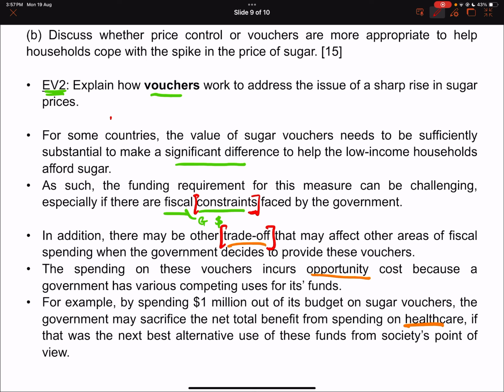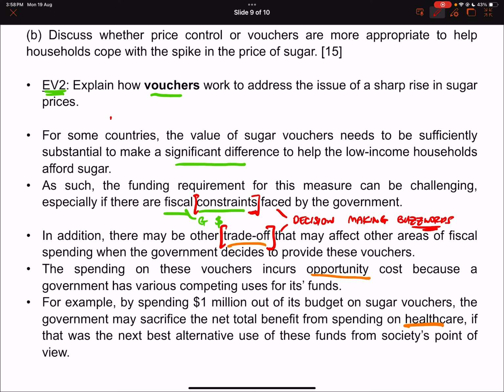Okay, so why are these legit evaluation points? Because these are part of your decision-making model. So you can use some of the decision-making stuff to frame the evaluation as well. And using these kind of buzzwords like this helps with the evaluative elements. Okay? Trade-offs and constraints.